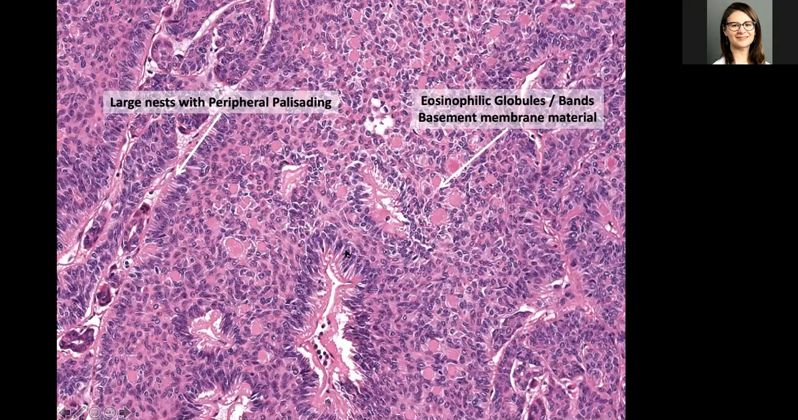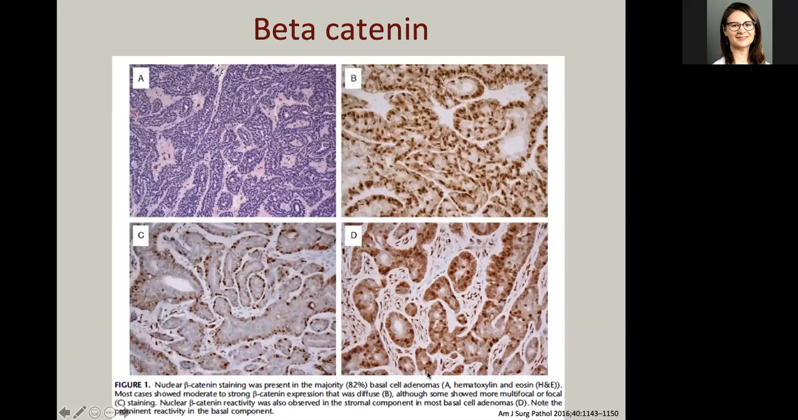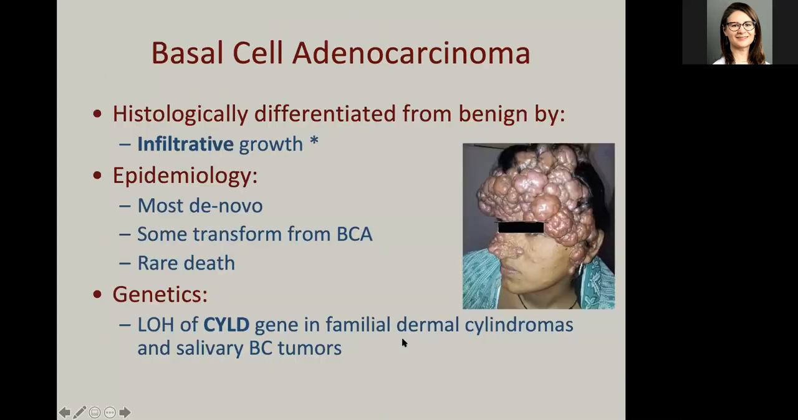What we see on higher power are these large nests with, as I'm pointing out here, peripheral palisading. So palisading, right, just meaning these are sort of lining up like a picket fence. The central cells are a little more haphazardly organized, but what the central cells do is they secrete this very eosinophilic sort of globular hyalinized basement membrane material. So these eosinophilic globules are very characteristic of basal cell adenoma. You can see here that some of them actually show aberrant nuclear beta-catenin expression in some of the peripheral palisading cells, which is reflective of potentially a beta-catenin mutation in some of these tumors.